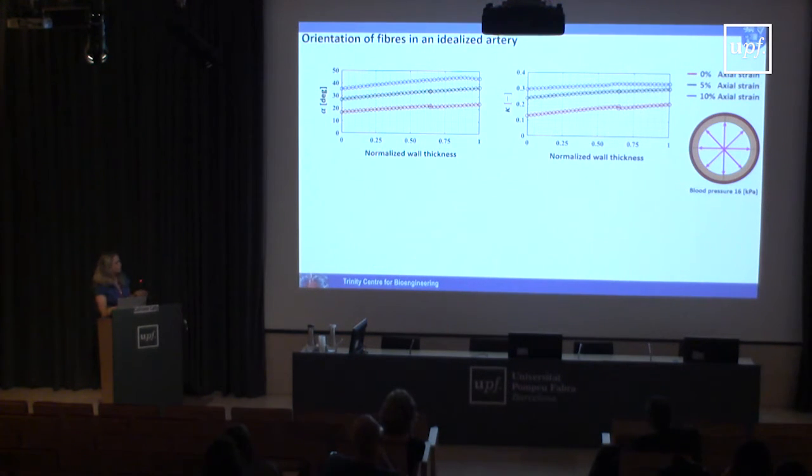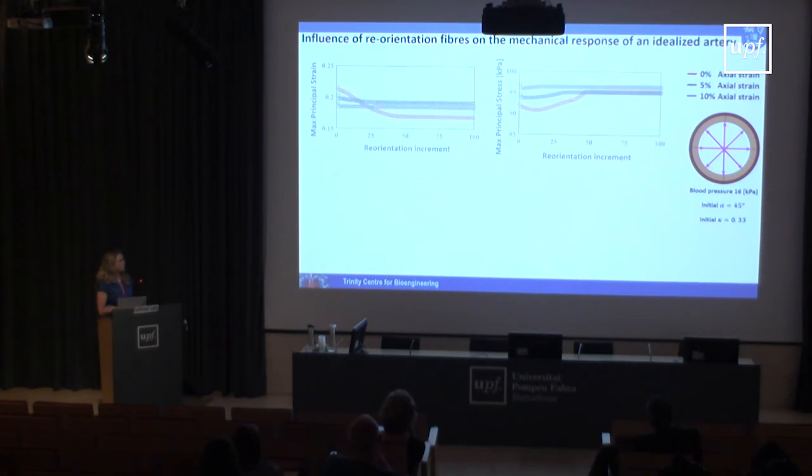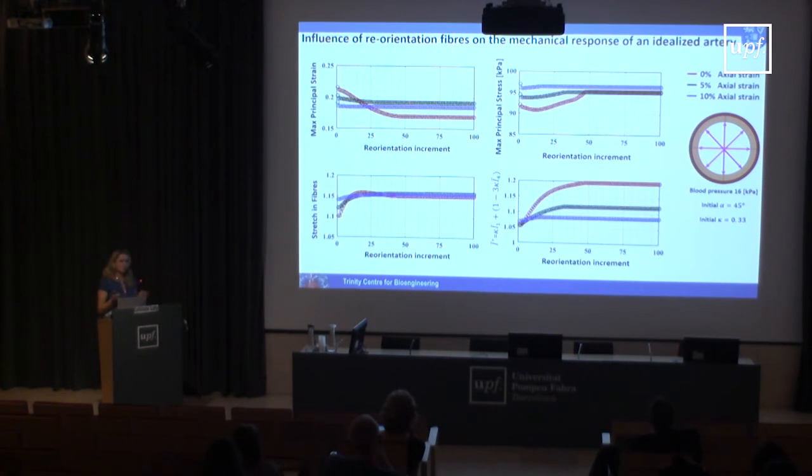And we see that if we look at the evolution of what we call the angle here, we can see it is over time evolving to that optimum angle and that optimum dispersion. So what does that mean for the stretch in the fibres?